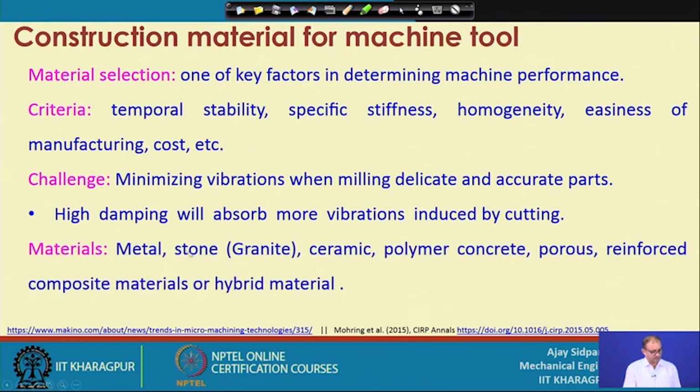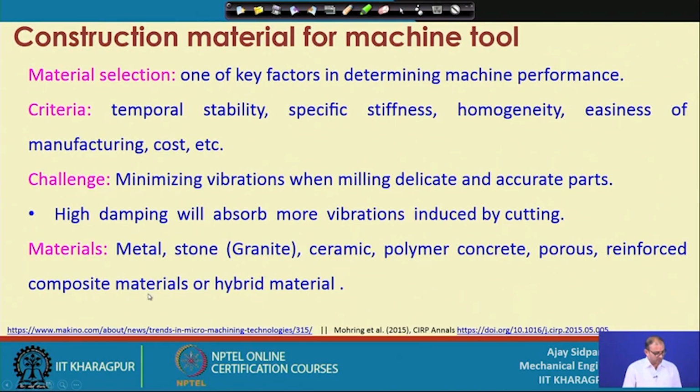So, what are the materials which can be used? Metal is mostly used for conventional machining. If you see the conventional lathe machine, milling machine, mostly cast iron is used. Then granite or different types of stones are also used. Ceramic is also a preferable material. Polymer concrete is an upcoming material. Porous and reinforced composite materials, because we need porosity, because we want to reduce the total weight also.